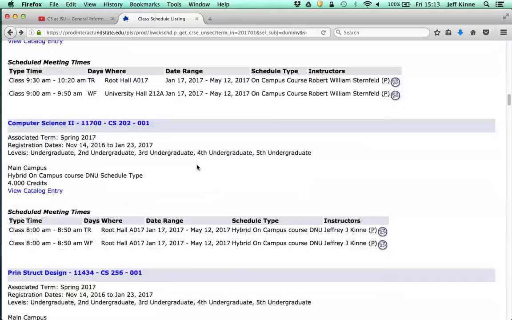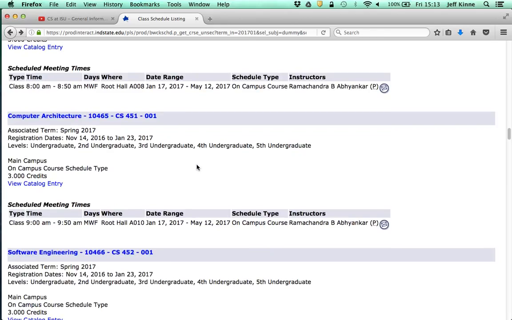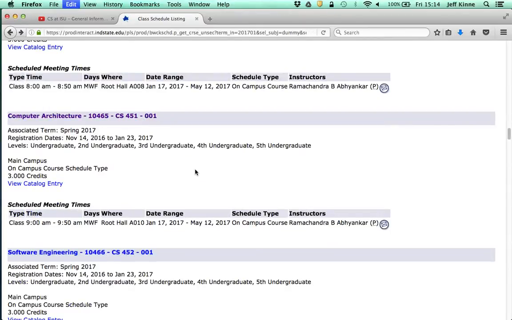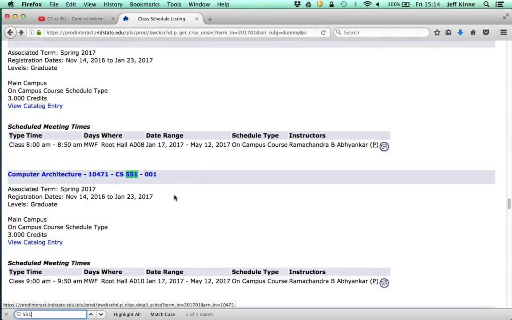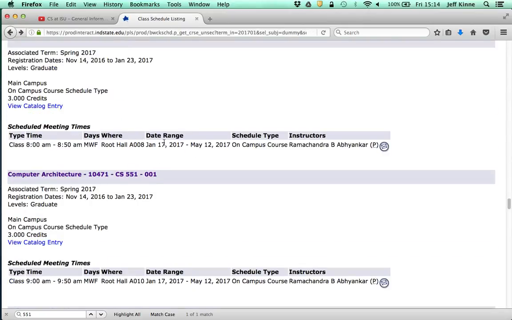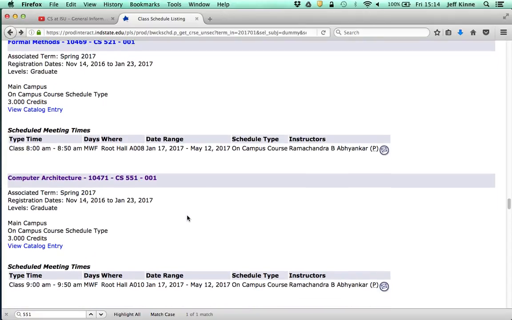Something else to keep in mind that people aren't always aware of is how the capacities work for 400 level courses. Let's look at architecture, CS 451. The capacity there is 20, but the room it's in can probably handle 40. But CS 551 is the same course, the grad version of the course, and that also has a capacity of 20. If you're looking at 400 or 500 level courses, if there's a section of both, you have to look at the capacities for both and how many students are enrolled in both.